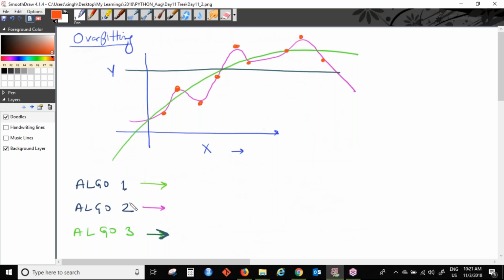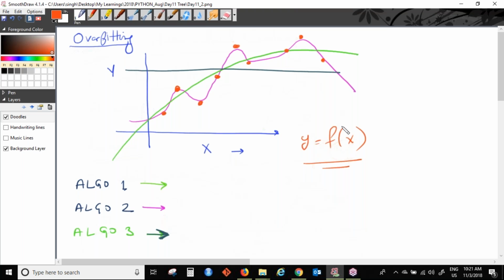Now, which of the three algorithms do you think is the best and why? So think about this, guys. Think about what you have understood so far. What is the goal of any algorithm? Remember, in any algorithm, we try to predict y given the values of x. So which of the three algorithms do you think is better than the other and why?